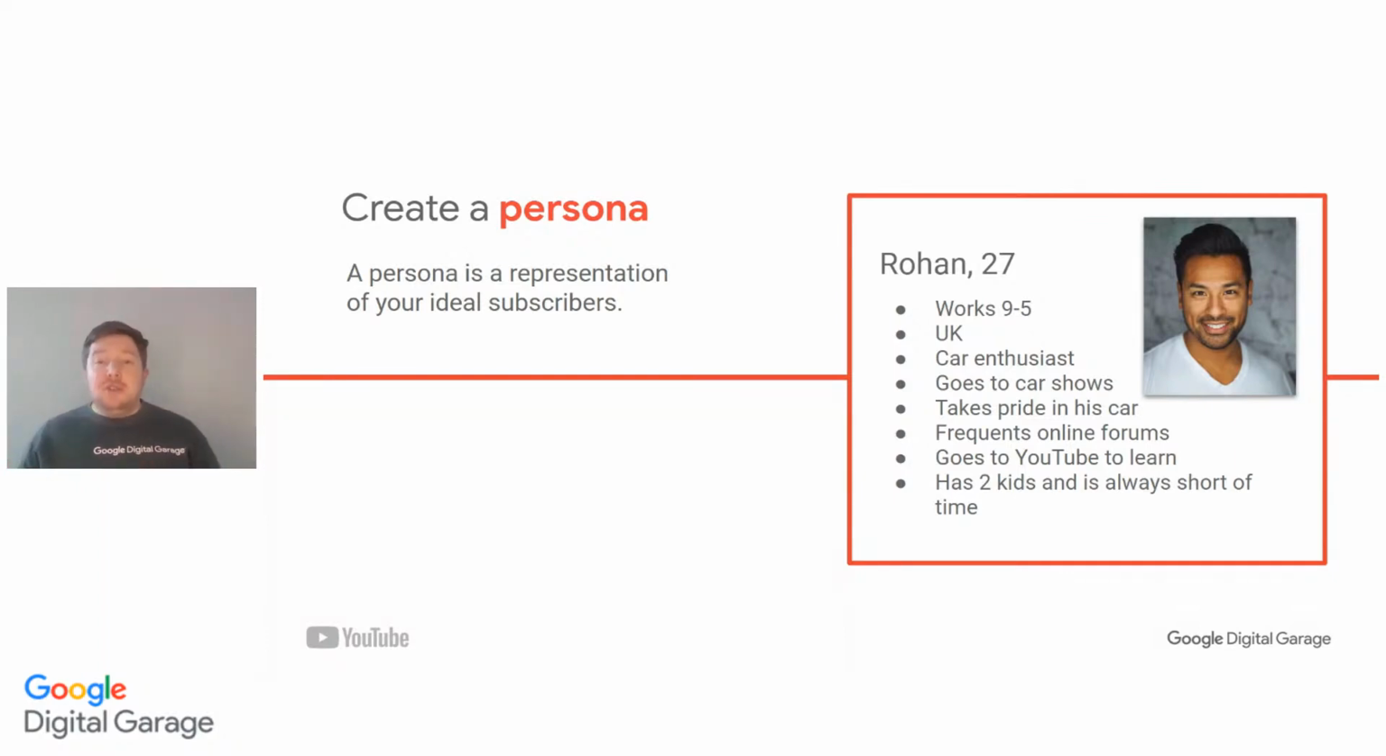So if most of your personas work 9 to 5, let's look at that as time. Don't post between 9 and 5. Maybe post at lunch if you're going to work that out. You've got car enthusiasts. They're going to shows, so maybe always have a bit of content at least once a month about a show you've been to. Gets involved in the online forums, goes to YouTube to learn.